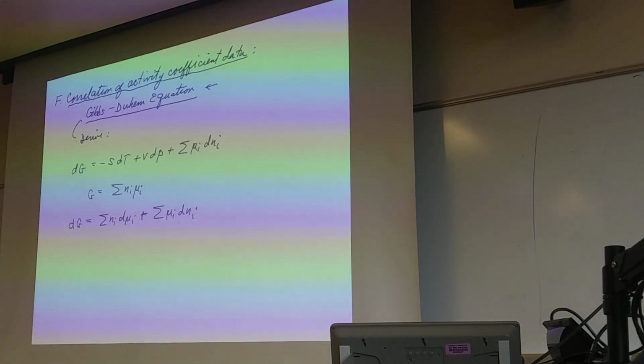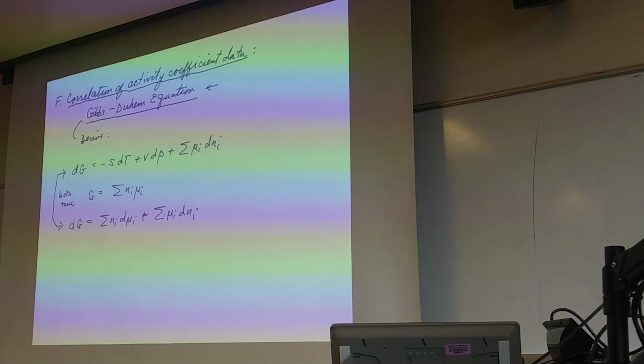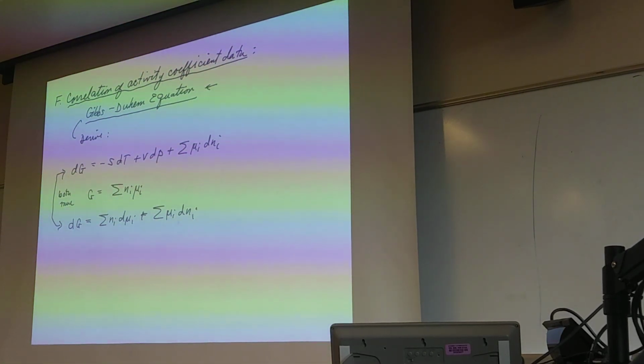Now what I know is that these are both true. So if that's the case, then that means a certain clump of terms are going to have to be 0. So this implies minus S dT plus V dP minus summation Ni d mu i must be equal to 0.